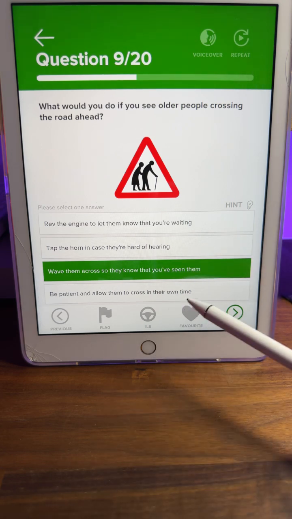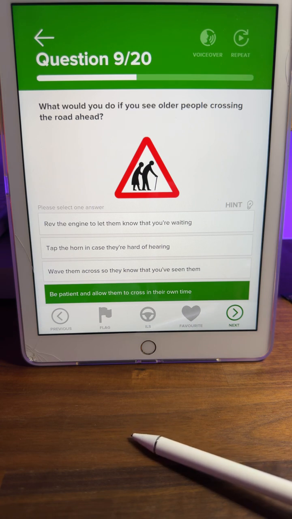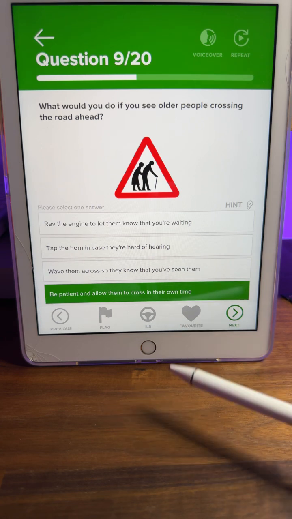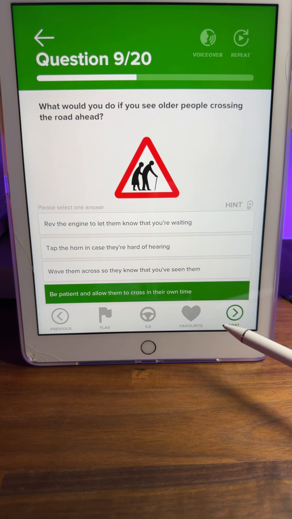So yeah, D is the correct answer. Be patient and allow them to cross in their own time. Good.